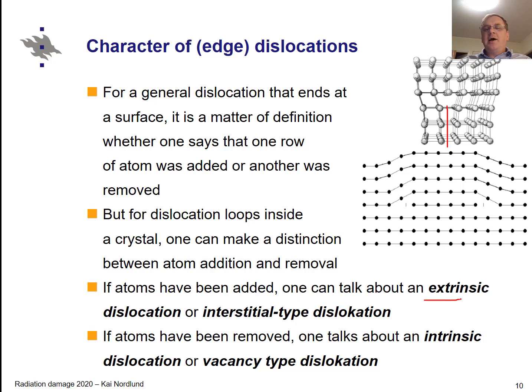And if atoms were added, then you call it an extrinsic dislocation or an interstitial type dislocation. And if atoms were removed, then it's called an intrinsic dislocation or vacancy type dislocation. Note that the words extrinsic and intrinsic are here used in a different way than for point defects. For point defects, extrinsic meant impurities, and intrinsic defects with only the same element. But here extrinsic means more atoms, interstitials, and intrinsic means fewer atoms, vacancies.